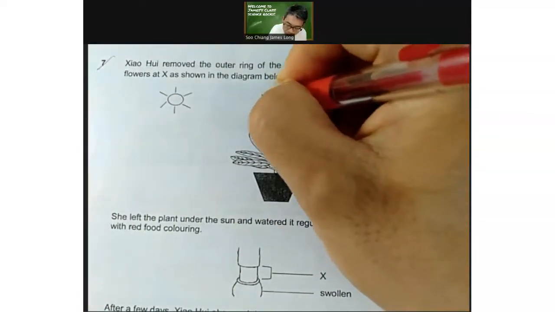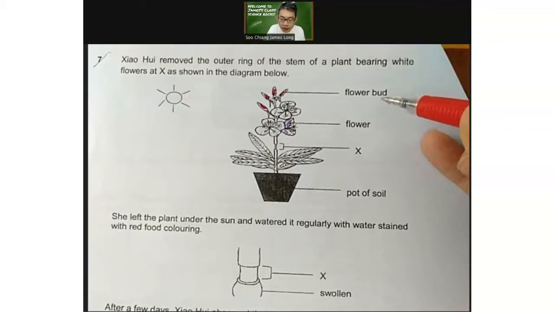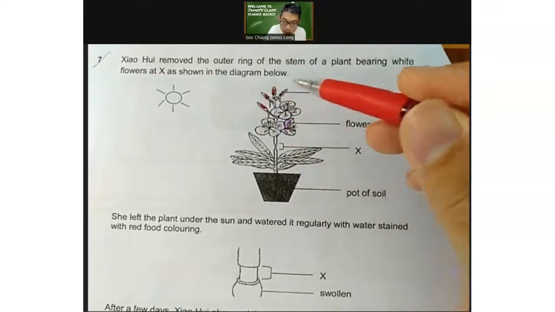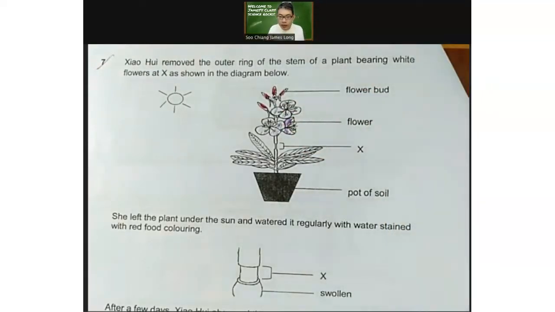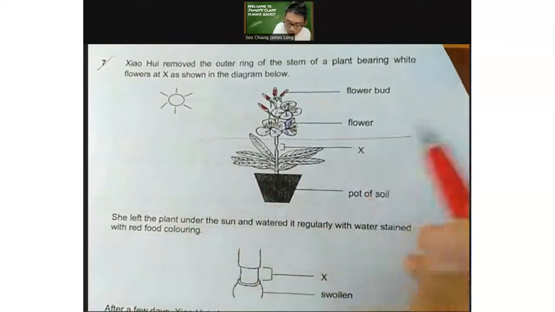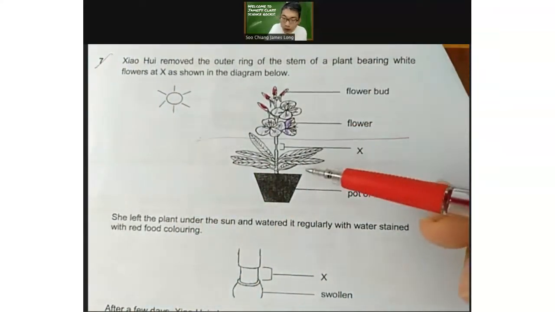Just to make sure. Now, why is this labeled as flower buds? So you don't think these are leaves. These are not leaves, they are buds of the flower. So they're budding flowers, and they're not leaves. So you notice there are no leaves above X. So this question really requires you to read and interpret the diagrams carefully. Above this point, no leaves. Below this point, there are leaves, but no flowers.